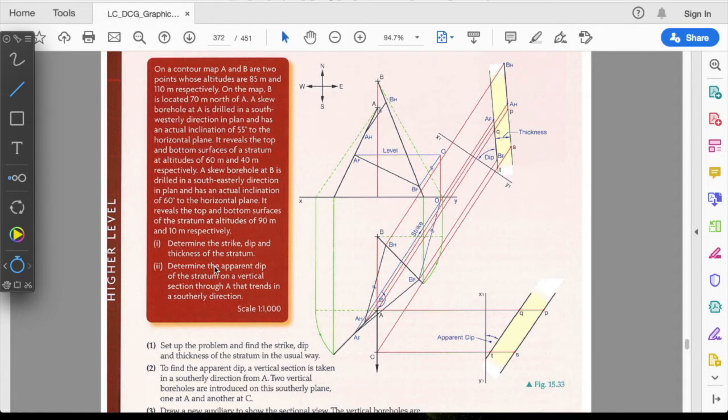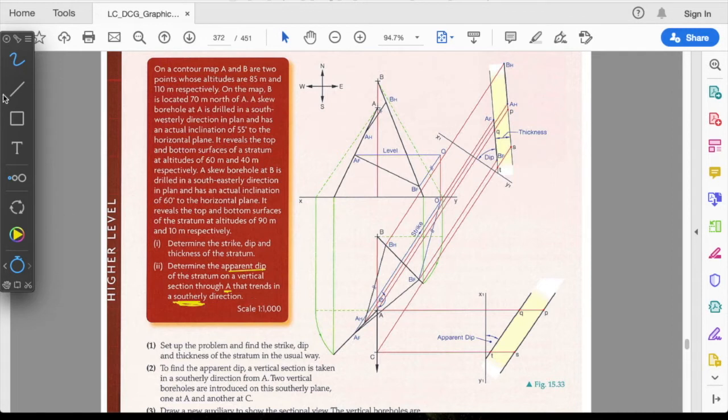So what we have here is that for the first part, it is finding the strike, the dip, and the thickness, same as normal. The second part here is determine the apparent dip of the section of the stratum on a vertical section through A that trends in a southerly direction. So what we're doing here is finding the apparent dip when we take a vertical section through A in a southerly direction.